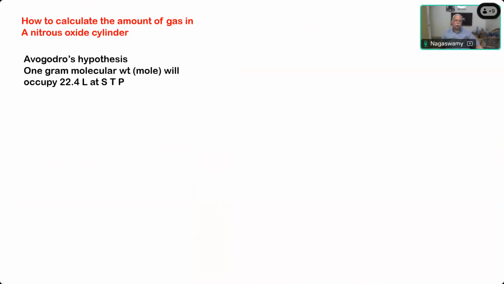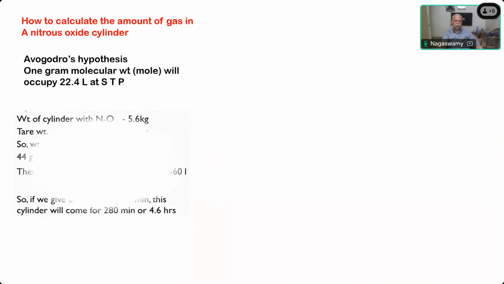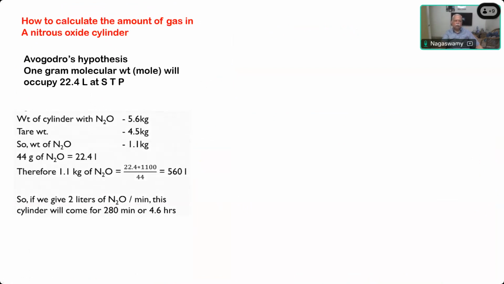1 gram molecular weight, that is, one mole of a substance, will occupy 22.4 liters at standard temperature and pressure. So using Avogadro's hypothesis only, you can calculate the volume of all the gases that are available. So this is the calculation.